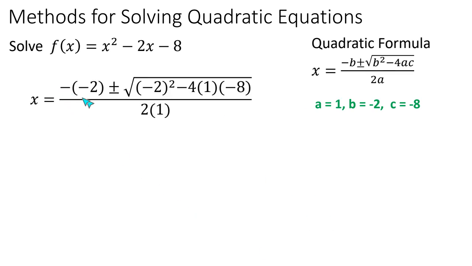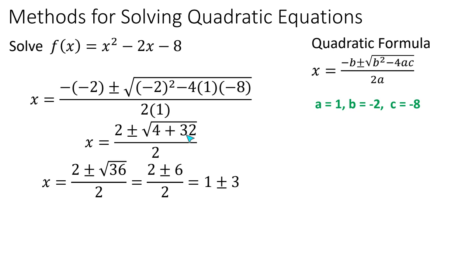So we get minus negative 2, plus or minus the square root of negative 2 squared, minus 4 times a, which is 1, times c, which is negative 8, divided by 2 times a. So we simplify. Negative 2 squared is 4. Negative 4 times 1 is negative 4, times negative 8 is positive 32. Keep simplifying. 4 plus 32 is 36. And the square root of 36 is 6.